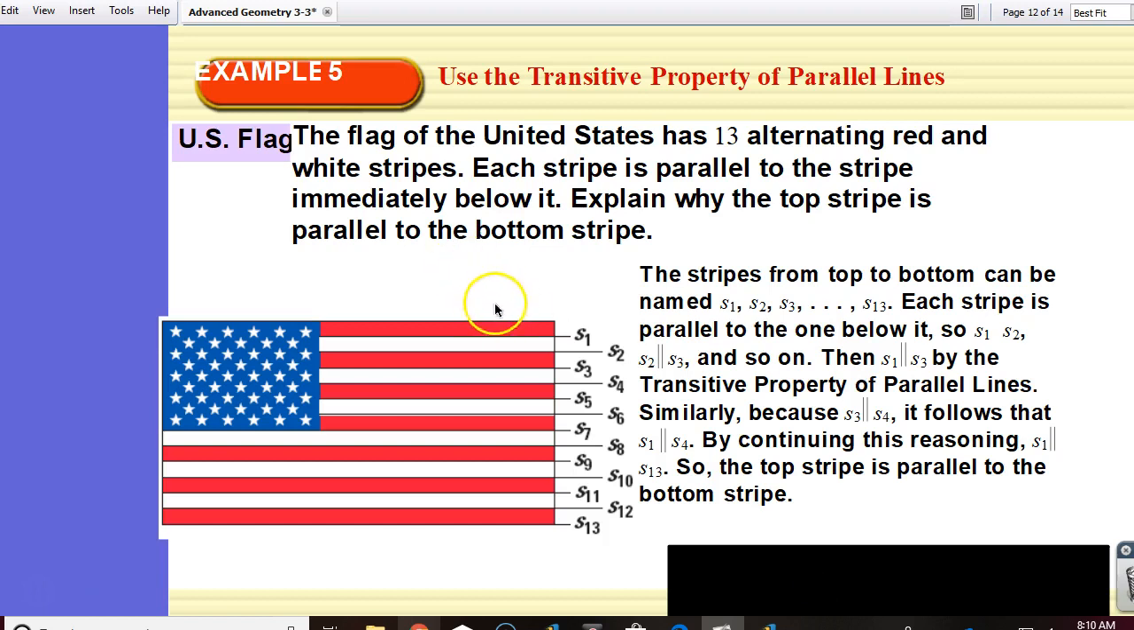You're literally like, 1 is parallel to 2. 2 is parallel to 3. Therefore, 1 is parallel to 3. 3 is parallel to 4. Therefore, 1 is parallel to 4. 4 is parallel to 5. Therefore, 1 is parallel to 5. 5 is parallel to 6. Get what I'm saying? You just keep going and going and going by the same reasoning. So, therefore, the top is parallel to the bottom. Yeah.